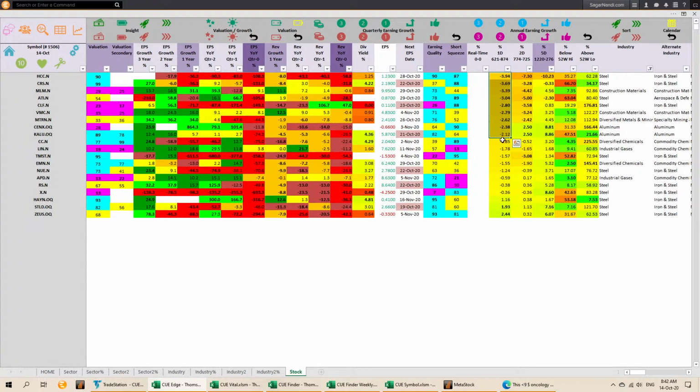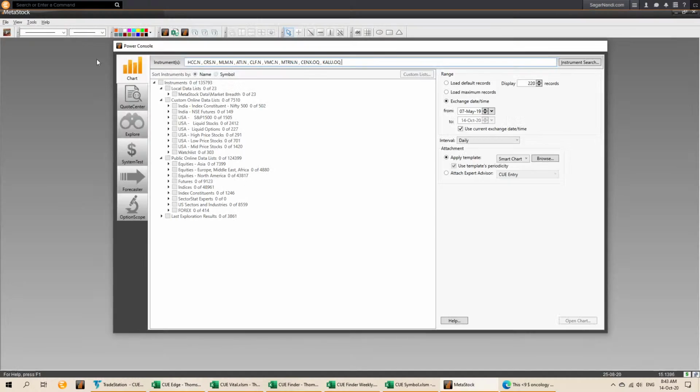Let me select the ones that went down by more than 2% yesterday, and you can see from the industry column they are in steel, construction materials, and aluminium. There is one diversified materials and mining, metals and mining. Let's open this using Q Global.